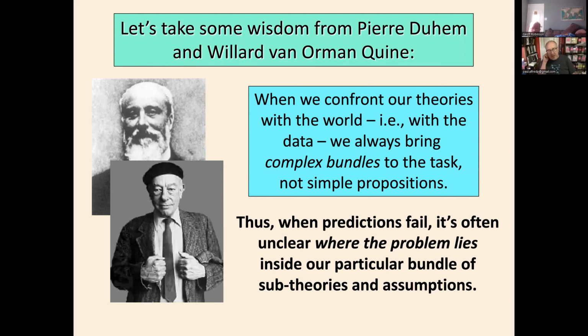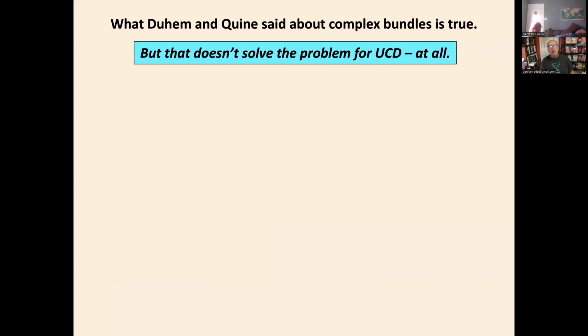So when a prediction fails, it's often very hard to say why. Where was the problem in that complex bundle? Was it with theory A or theory B or some assumptions that we made, or maybe there's a problem with how we're interpreting the data and so forth? So a failed prediction does not prima facie tell you where the problem is in your complex bundle. That can be true, and I think it is true.